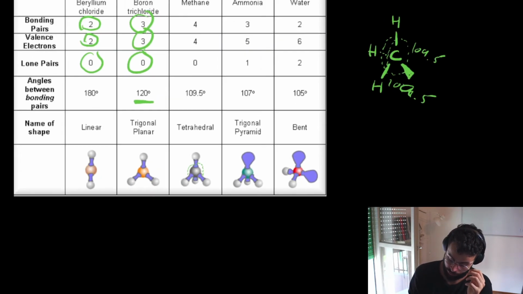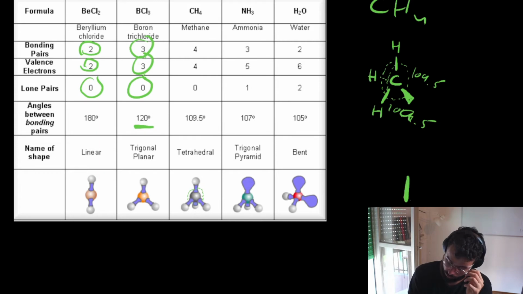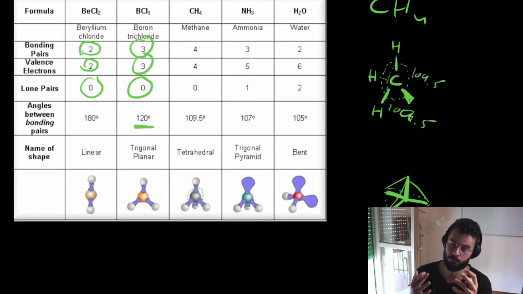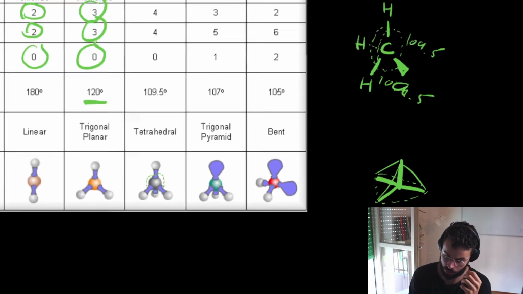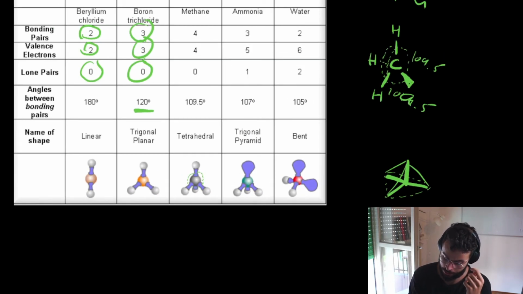This shape is called tetrahedral. So you have some sort of three-dimensional space structure that is going to resemble a tetrahedron.